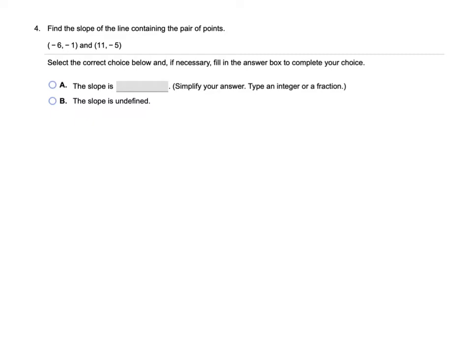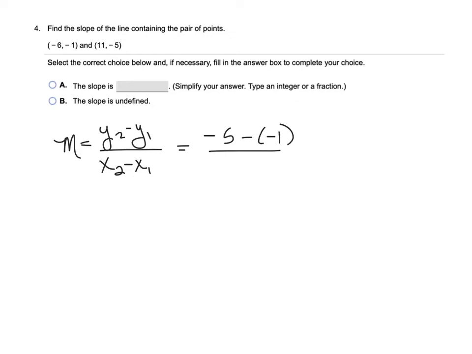Okay, number 4. Find the slope of the line containing the pair of points. Now remember, the slope formula is just the change in y over the change in x, otherwise known as rise over run. But we can just take our 2 points here and subtract the y values. So that would be -5 minus -1, and 11 minus -6. Make sure you just work in the same order. So if I start with -5 for the y, then I need to start with 11. Start from the same point.